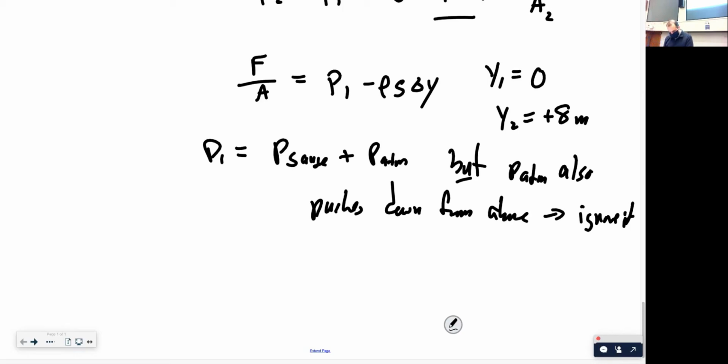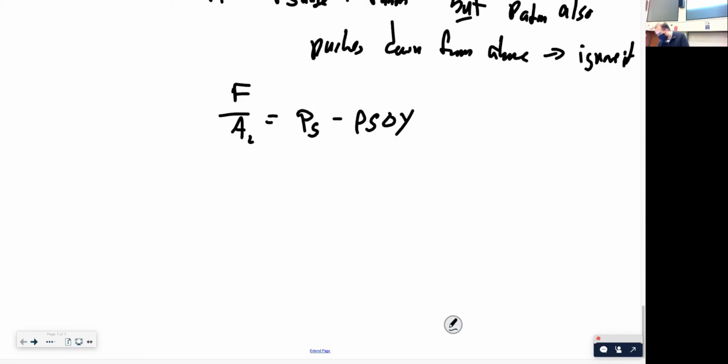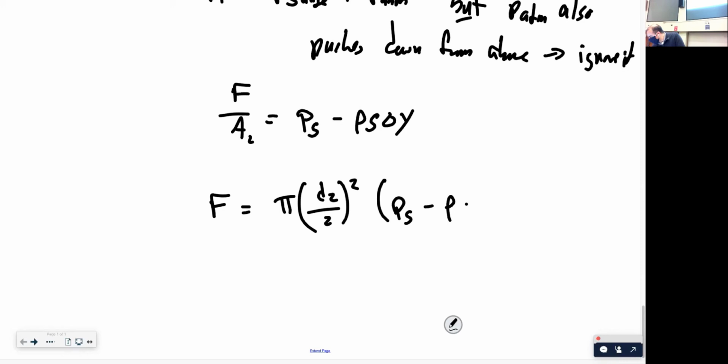So we get F over A2 equals the gauge pressure minus rho G delta Y. And now we can solve this for the force. We bring the A over, and we know it's pi times the radius squared, or pi times the diameter over 2 quantity squared, times the gauge pressure minus rho G delta Y. Plug in some numbers.